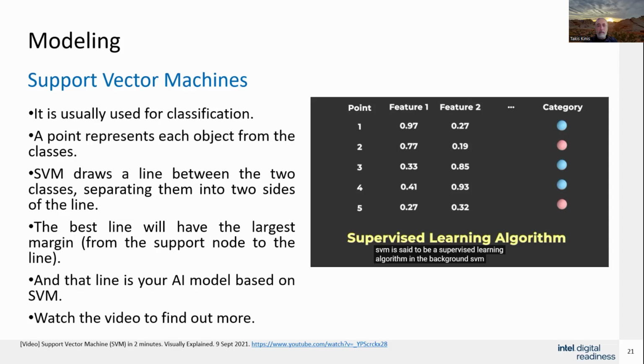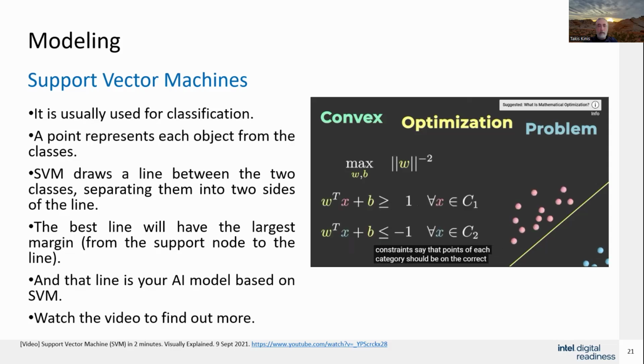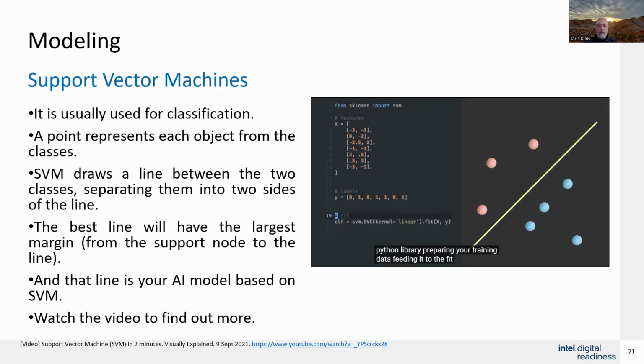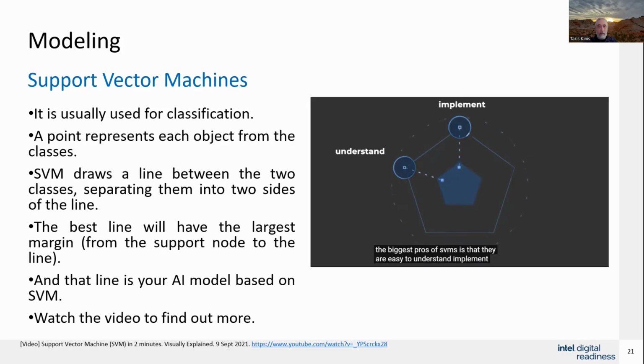In the background, SVM solves a convex optimization problem that maximizes this margin, and where the constraints say that points of each category should be on the correct side of the hyperplane. In practice, you don't have to worry about the implementation details of this optimization problem. Using SVM can be as simple as loading a Python library, preparing your training data, feeding it to the fit function, and calling predict to assign the correct category to a new object. The biggest pros of SVMs is that they are easy to understand, implement, use, and interpret. Furthermore, they are effective when the size of the training data is small.